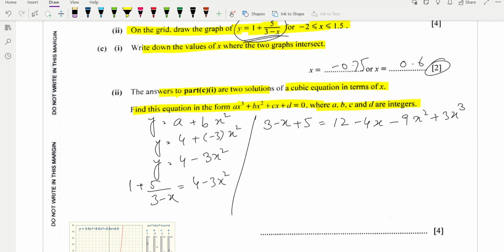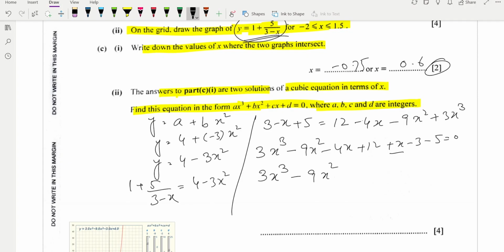Now we can rearrange them. We can write 3x cubed minus 9x squared minus 4x plus 12, and we will shift these terms to the other side of the equality, and it will be plus x minus 3 minus 5 is equal to 0. So our final equation will be 3x cubed minus 9x squared, and this one and this one will simplify to minus 3x, and 12 minus 7 will be what? 4.